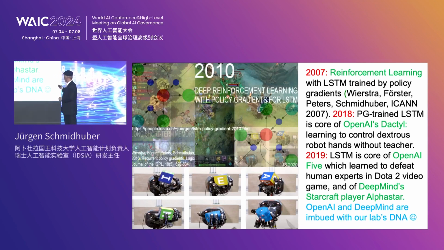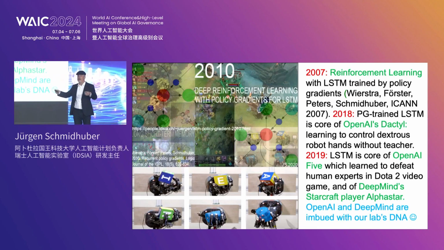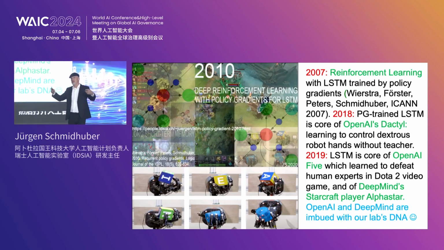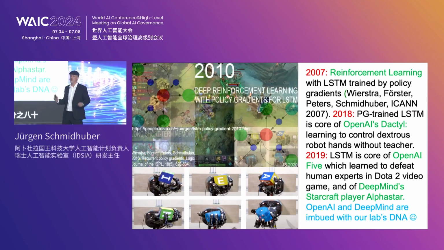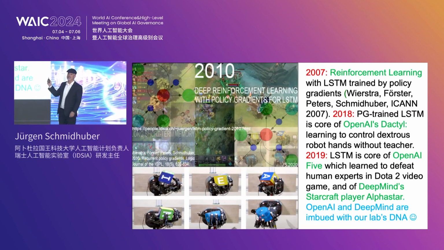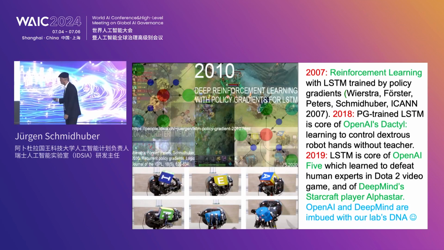And then OpenAI used the same thing, an LSTM, which is surrounded by other networks, but 84% of the parameter count is really the LSTM, which is learning by policy gradients to become a good Dota player. So Bill Gates called that a huge milestone of AI.